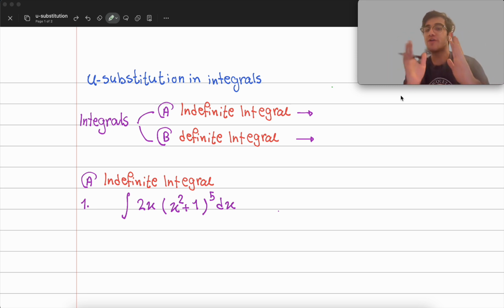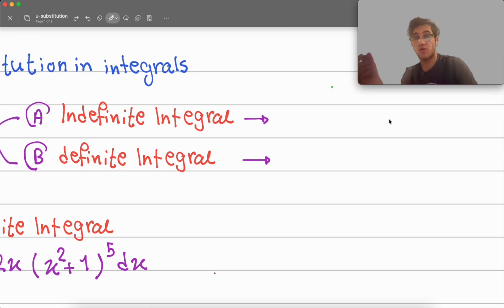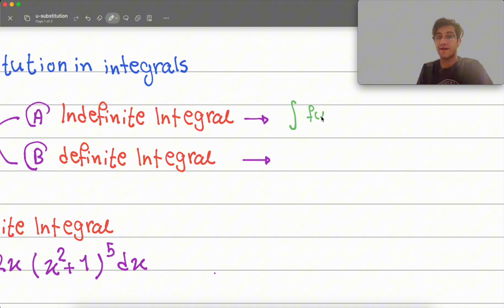First of all, when we're dealing with integrals, we have to know that there are two types of integrals. The first one is the indefinite integral, and the second one is the definite integral. The difference between these two is as follows. If I want to write a general form of these two integrals, it would be the integral of f of x dx, and the definite integral is going to be the same thing, f of x dx, but the difference is that the indefinite integral does not have bounds of integration. It does not have limits, whereas the definite integral has a lower bound and an upper bound of integration.